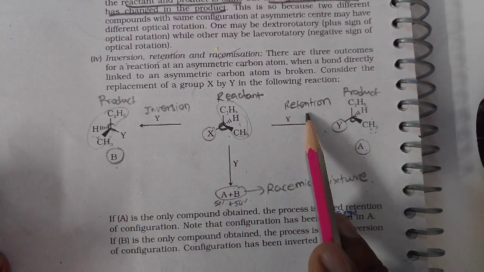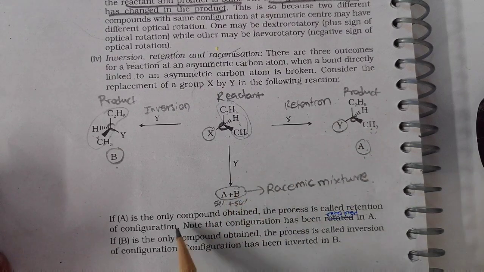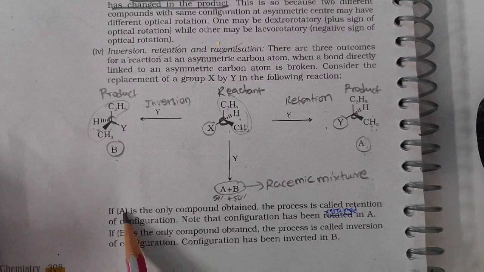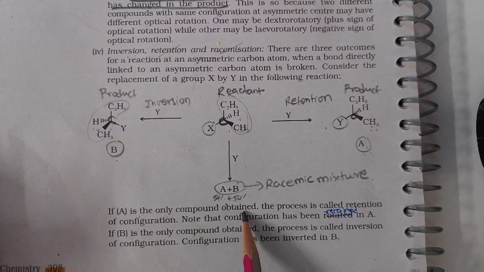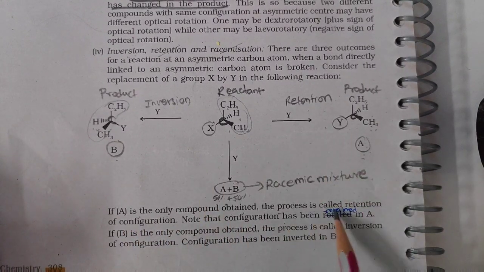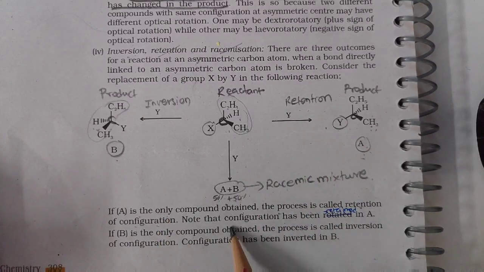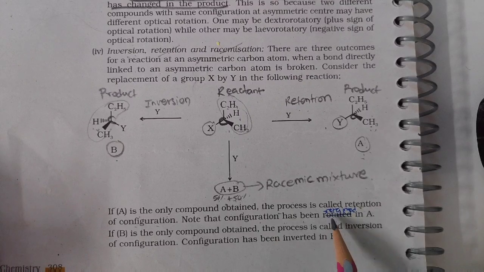This is one example of retention. So I think this part is clear, right? Here you can see what is written at the end of your textbook. If A is the only compound obtained, A means this one, the process is called what? Retention. Have we written here retention of configuration? Note that the configuration has been retained.